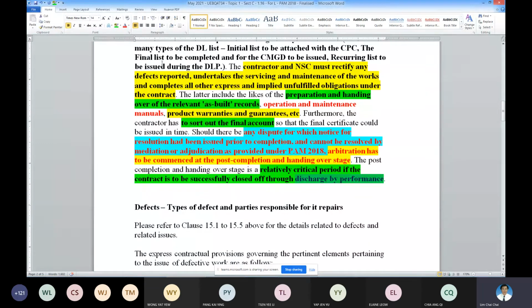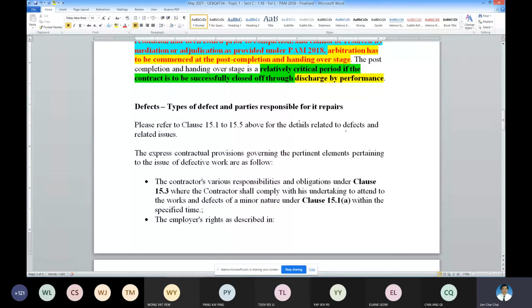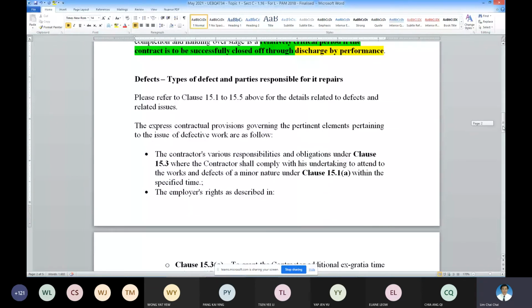Next we go on to the types of defects. I mentioned earlier, there are a few types of defect. One of them is patent defects. One of them is latent defects. Another one is critical defects. Patent, latent, critical defects. And then there is one category of defect that is not the responsibility of the contractor. These are the clauses in relation to the contractor's responsibility and liability.